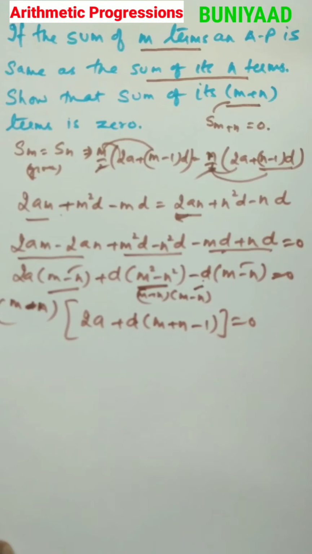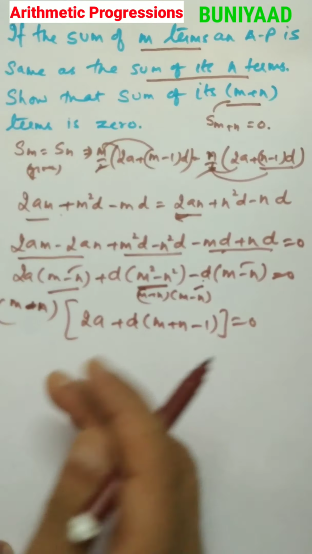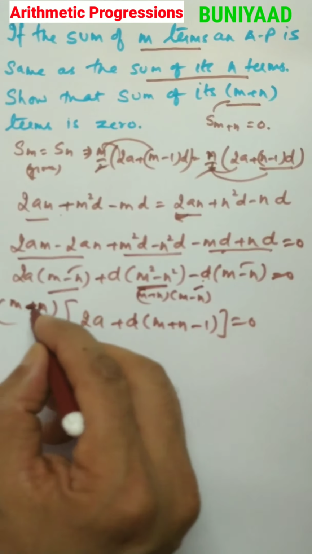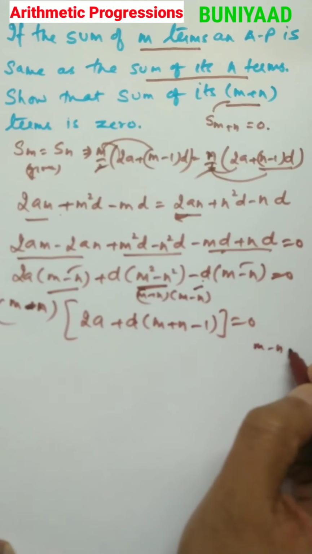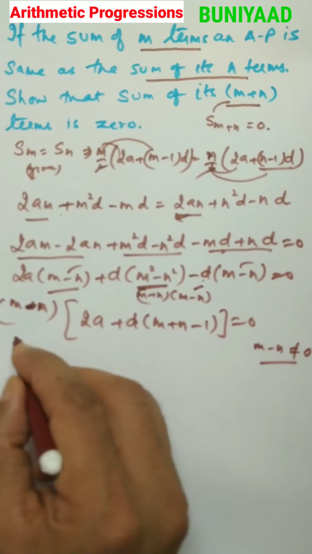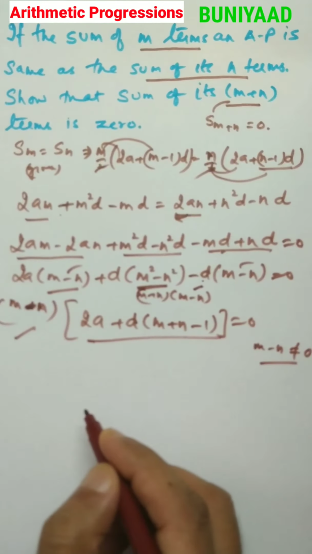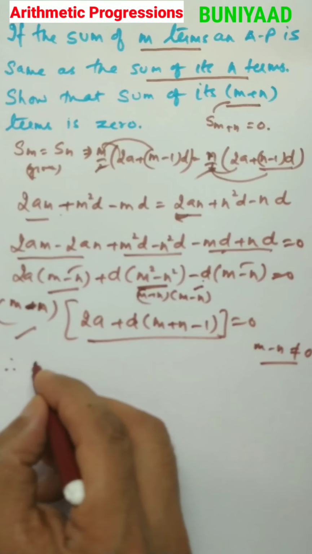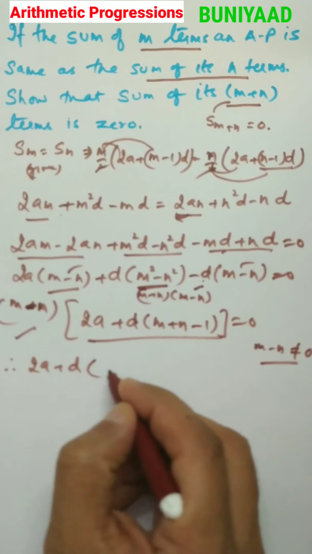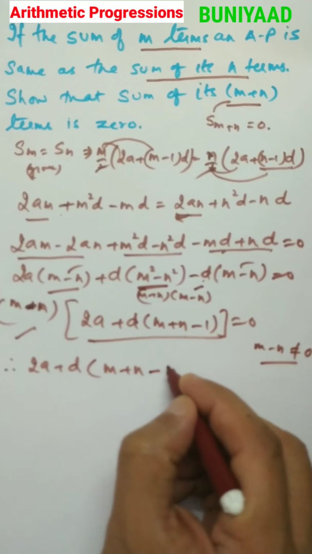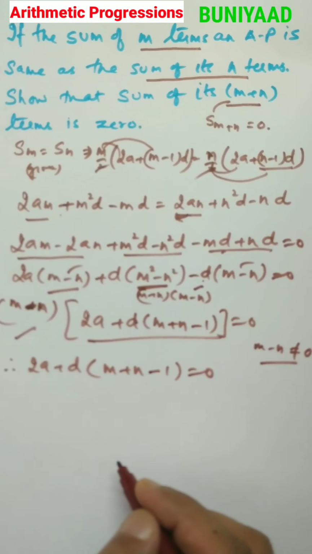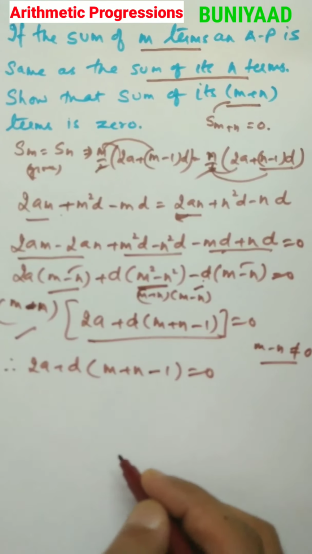Right? Now this is m minus n, and this m minus n cannot be equal to 0, so this is ruled out. We are left with this thing, 2a plus d. So therefore 2a plus d, m plus n minus 1 equals to 0. What do you have to find out?